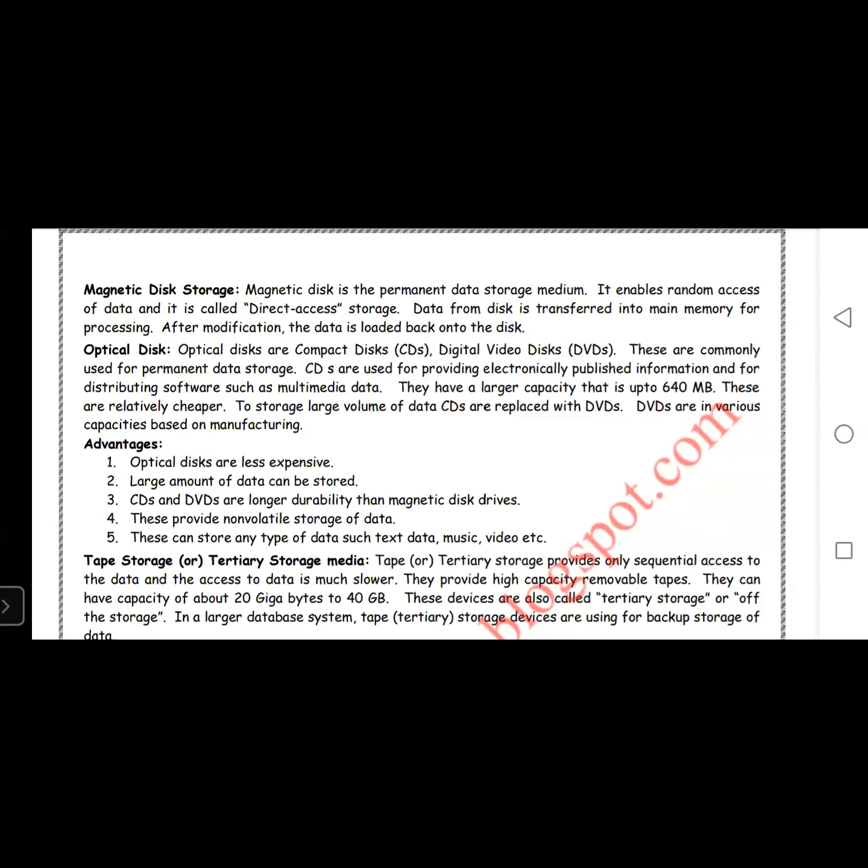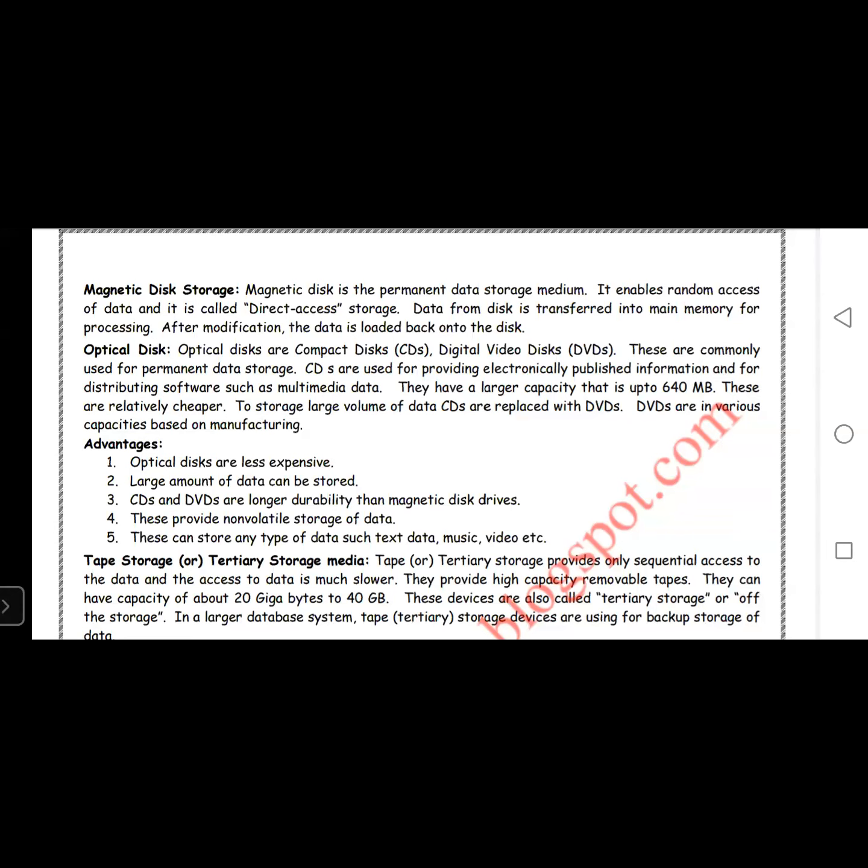Next one is the optical disk. Optical disk is nothing but a compact disk, also digital video disks. These are commonly used for permanent data storage. CDs are used for providing electronically published information and for distributing software such as multimedia data. They have large capacity, up to 640 MB. These are relatively cheaper and store large volumes of data. CDs are being replaced with DVDs. DVDs come in various capacities based on manufacturing.